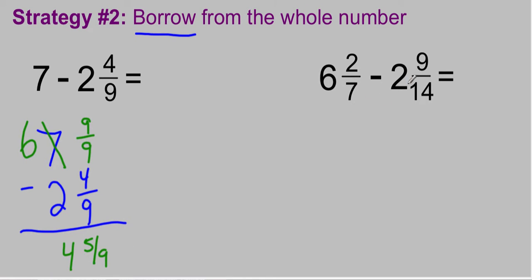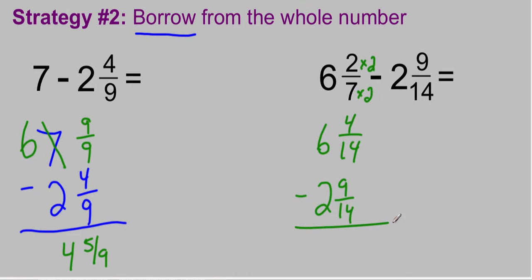Over here, there's a little bit more going on in the problem, so we're going to have to do some cleanup work first. We need to get a common denominator before we do anything else. 7s and 14s, well, 14 plays very nicely with both of them. So I'm going to multiply both of these times 2 to get 6 and 4/14. So I just rename this with the common denominator, minus 2 and 9/14. And now I'm ready to subtract.